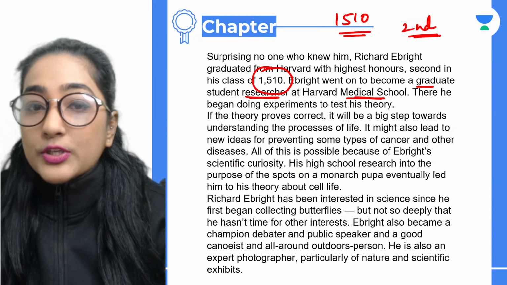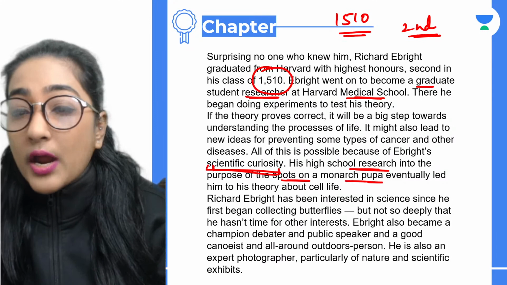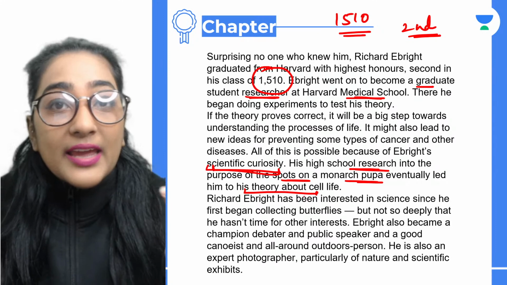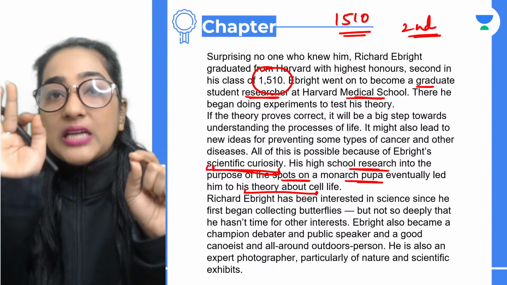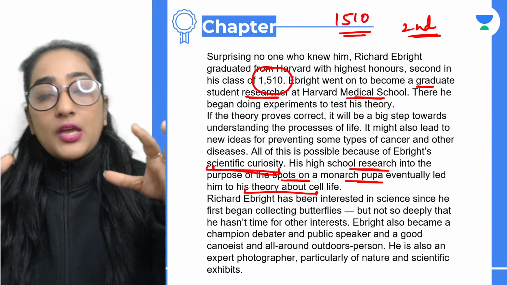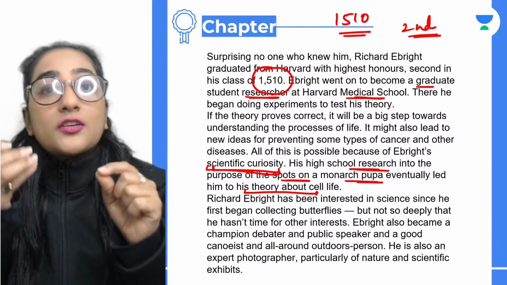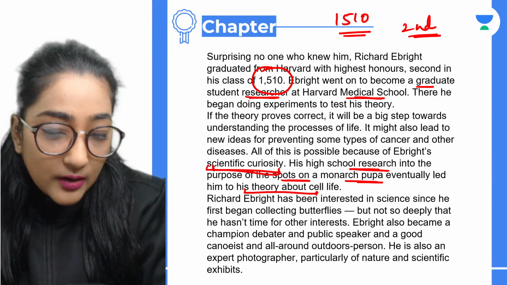His high school research into the purpose of the spots on a monarch pupa eventually led him to his theory about cell life. You know, his research was about what those 12 tiny gold spots are doing on the body of the pupa. So that has a role. They release a hormone, right, which further helps in the development of a butterfly. All right, is that clear?